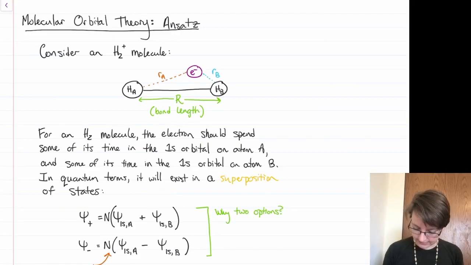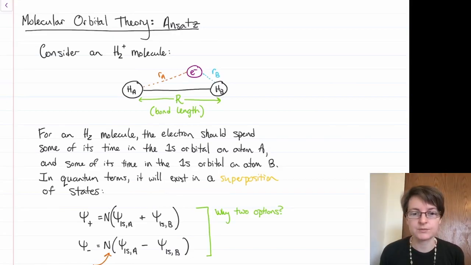So the ansatz, the big idea of molecular orbital theory, is that for this H2 plus molecule, the electron should spend some of its time, really half of its time, since there's no difference between H_A and H_B, half of its time on atom A and half of its time on atom B. In quantum terms, several lectures ago at this point, we termed that a superposition of states. And a superposition of states in quantum chemistry means that we're going to take a linear combination of the two different states that the electron could be in.